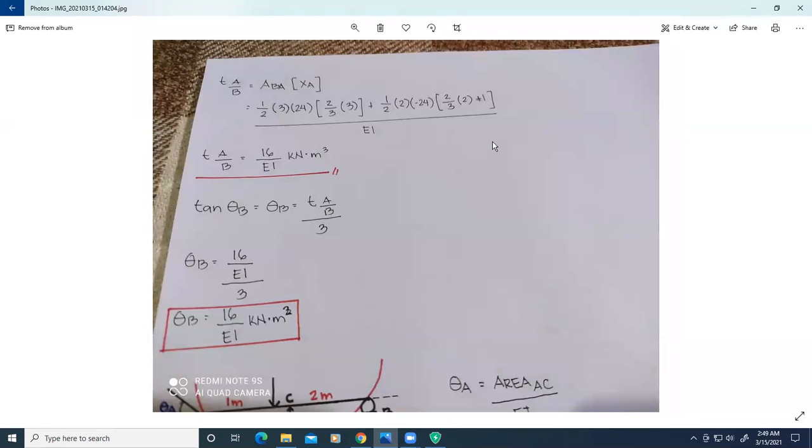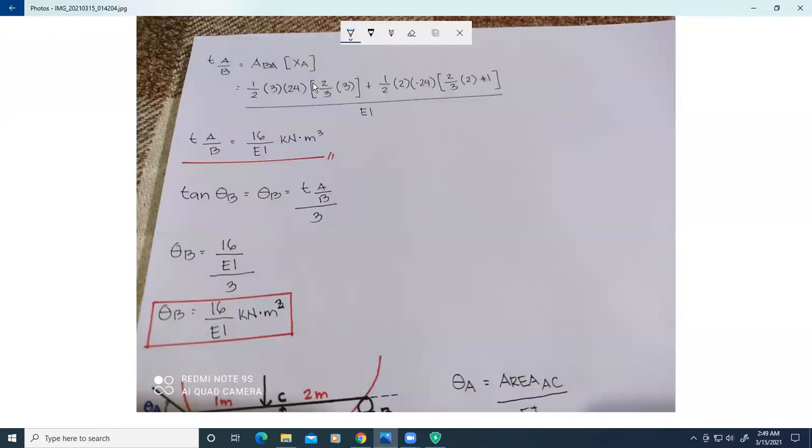Next, we solve for the deviation from point B to A. It's the same thing as we did for the deviation from A to B, so we'll just repeat the solution. Oh, I forgot the EI here, so this is over EI. So 1/2 base 3 times 24 magnitude times, take note, 2/3 because our reference point is at point A.